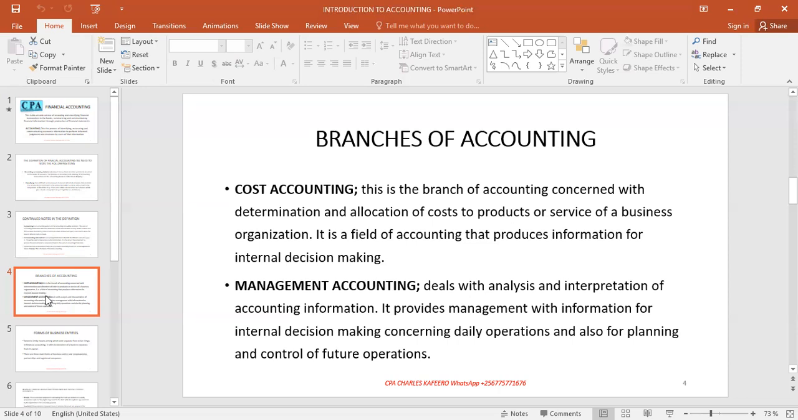And that's all about the branches of accounting. But don't forget, whenever they ask, because sometimes they ask the differences. What are the differences between financial accounting and cost accounting? Or what are the differences between financial accounting and management accounting? You can just categorize them, and you say some of them, like management accounting is only interested in getting those financial statements and analyzing them so as to make decisions.